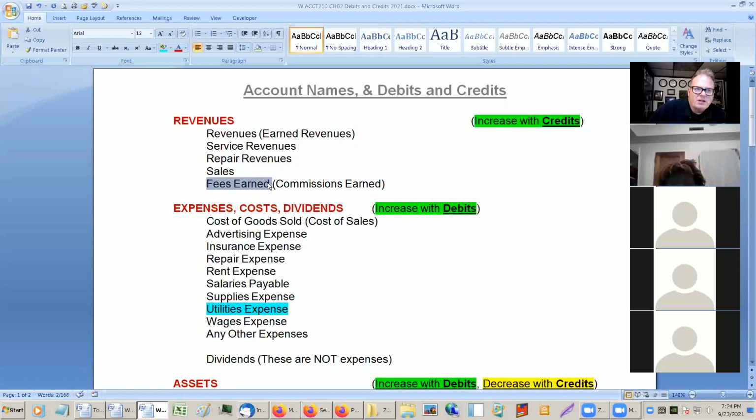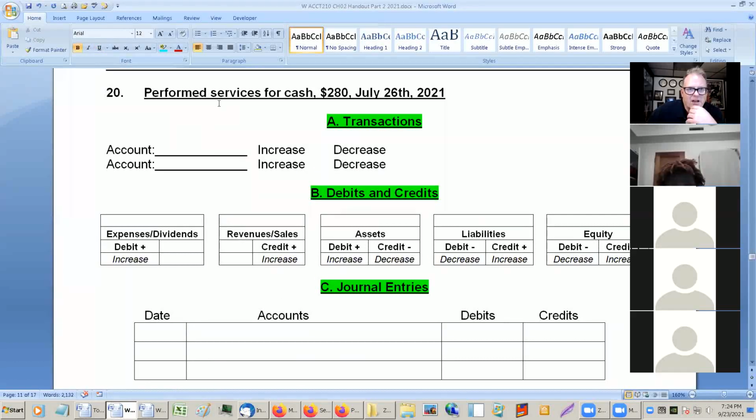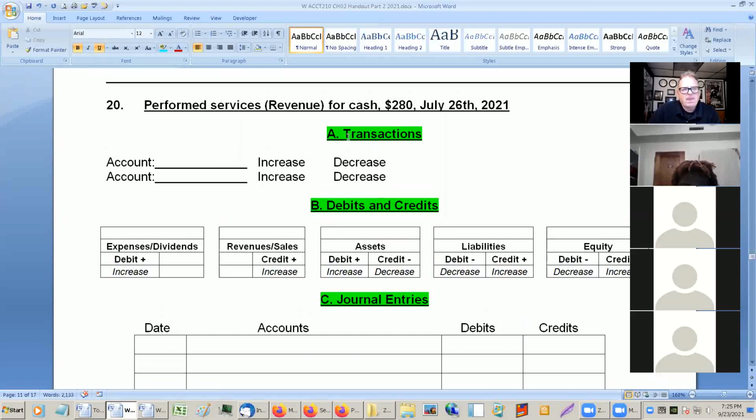So it can also be called fees earned. Revenues are, by definition, earned. You don't count those as money until you actually did the work. So here we've done the work. We performed services for cash. We did our part and they gave us cash. So we're going to have a revenue earned of some sort. It could be service revenue, it could be repair revenue. And cash. Okay, so let's put these in.